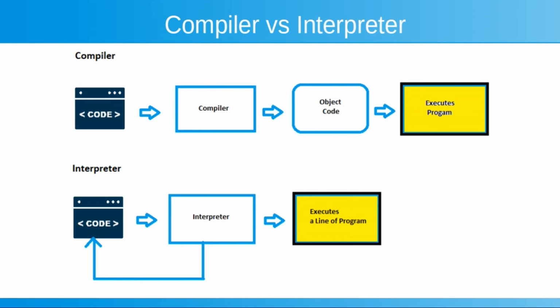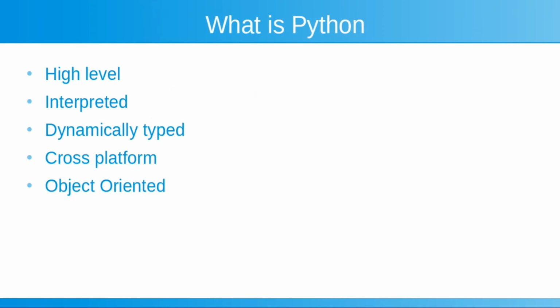But if you take the interpreter, it takes the source code line by line. It will not take it as a whole, but line by line, and it will execute. So this is the basic difference between an interpreter and a compiler. Python is an interpreted language, and languages like Java and C++ are compiled languages. They use compilers, whereas languages like Perl, Python, Ruby are all interpreted languages.